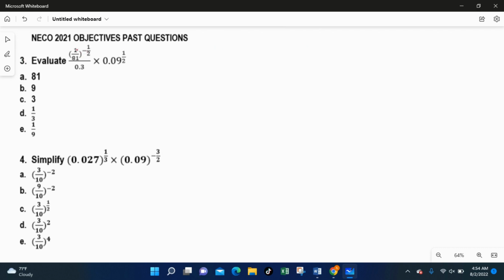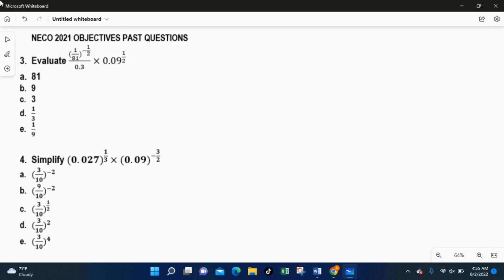to evaluate 1 over 81 raised to power minus half, over 0.09 raised to power 1 over 2. Now we're going to look at the first question. Whenever you're given any question that has to do with indices, the first thing that should come to your mind is the laws of indices. Application of these laws can help you solve questions on indices appropriately.